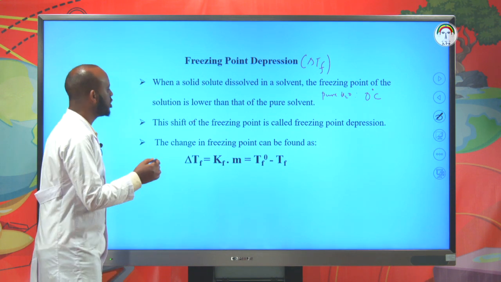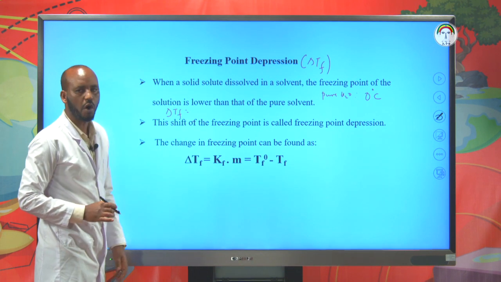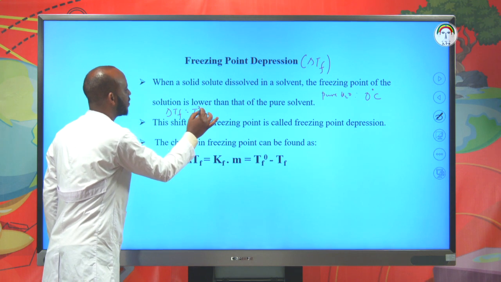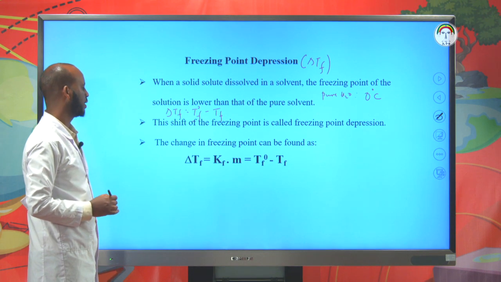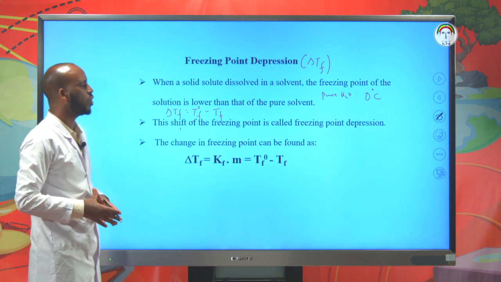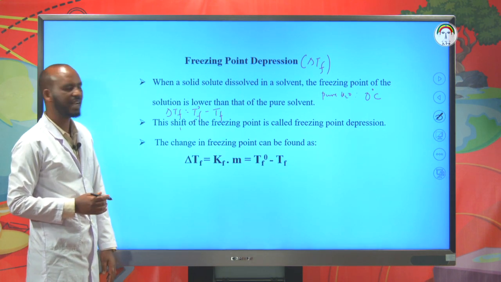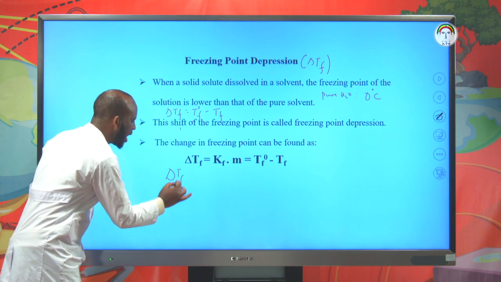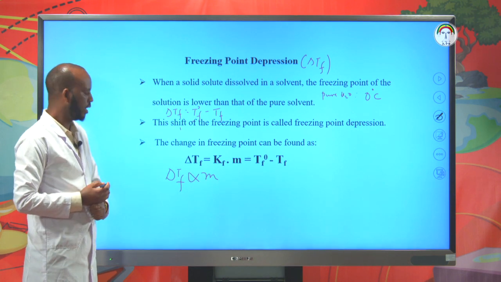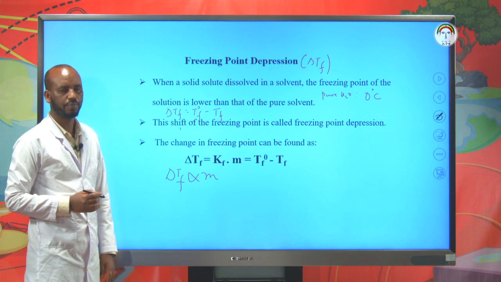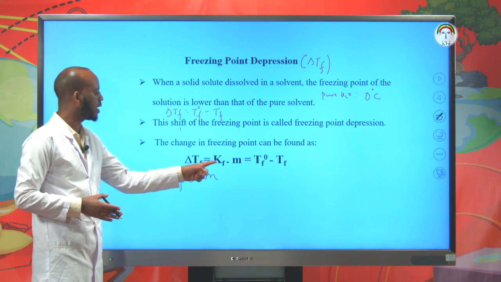Now, freezing point depression, delta TF, equals the freezing point of the pure solvent, T naught F, minus the freezing point of the solution, TF. This shift of the freezing point is called freezing point depression. The change in freezing point, delta TF, is directly proportional to the molality of the solution. This proportionality constant is known as the freezing point depression constant, which is denoted by the symbol Kf.